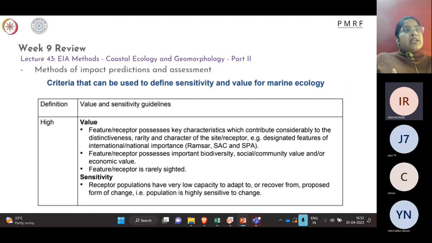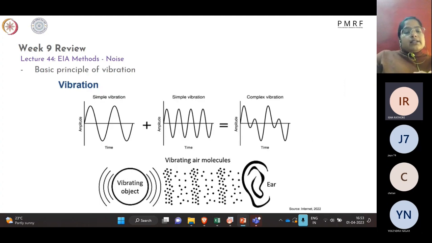So again, significance is based on two things, which is value and sensitivity, whereas magnitude is based on a whole different number of effect aspects, which we looked at in previous slides. And again, these definitions are in the categories of high, medium, low, and insignificant effect. And so that was all for coastal geomorphology and geology.